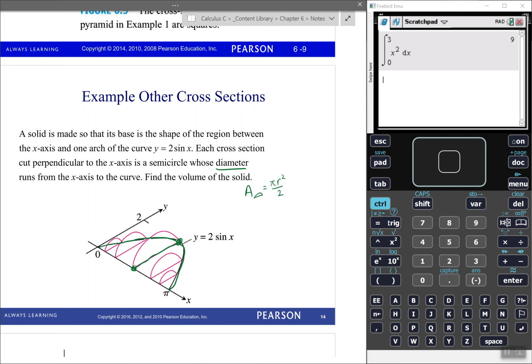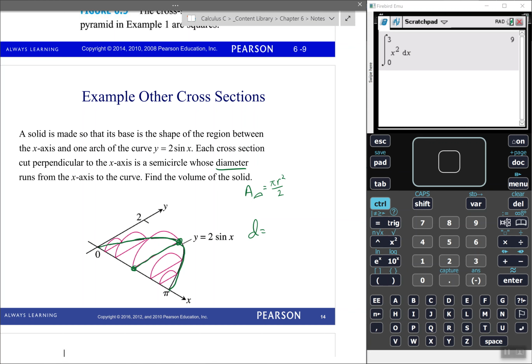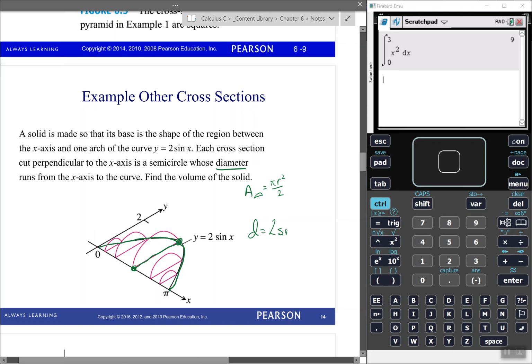So the diameter is going to be, and this is what will happen anytime they're giving you two equations like this in the coordinate plane, to find the side length between them, or the diameter, or whatever the name for the measurement is, you're going to take the functions and subtract them. So our top function here is 2 sine x, and the bottom function is the x-axis, or y equals 0. So we don't really need to write that, it's trivial.